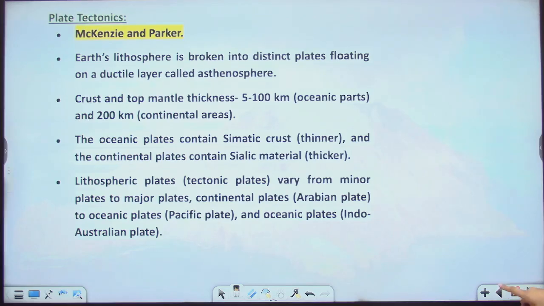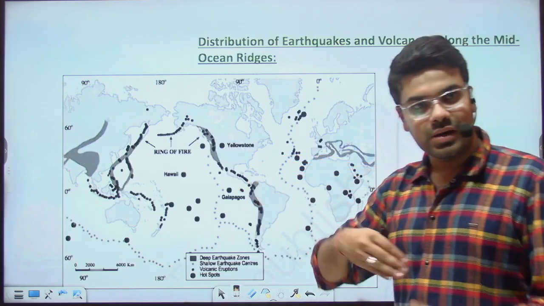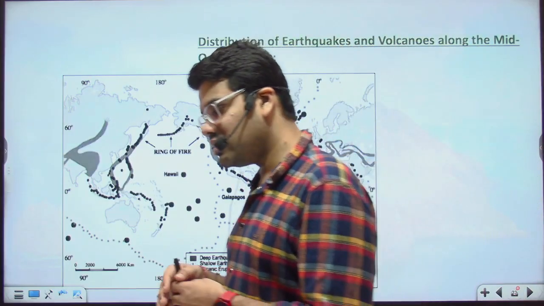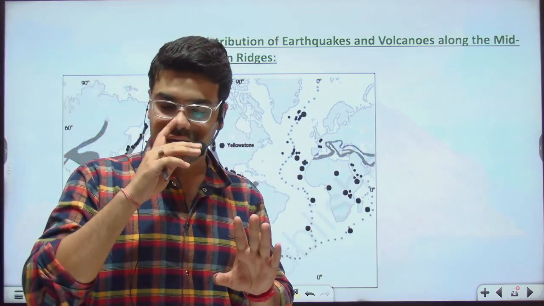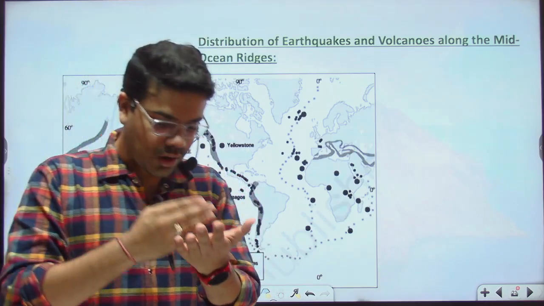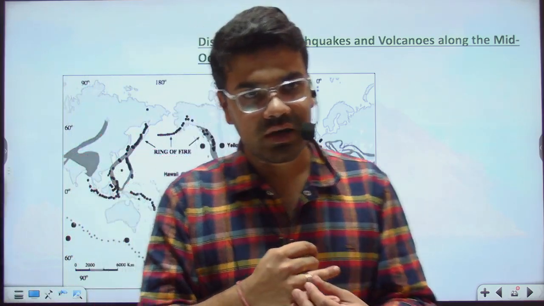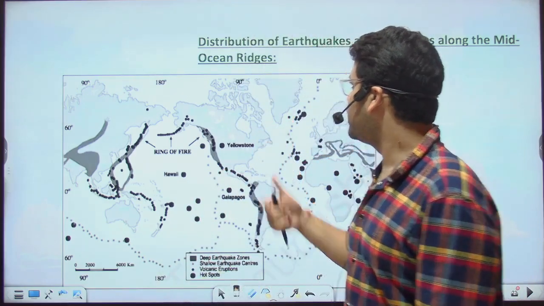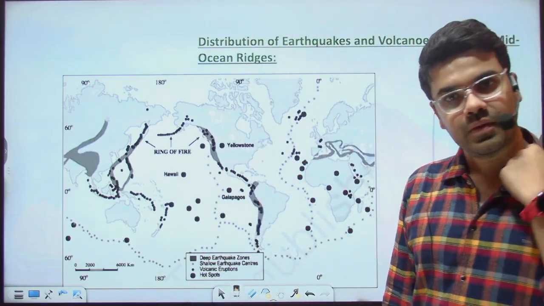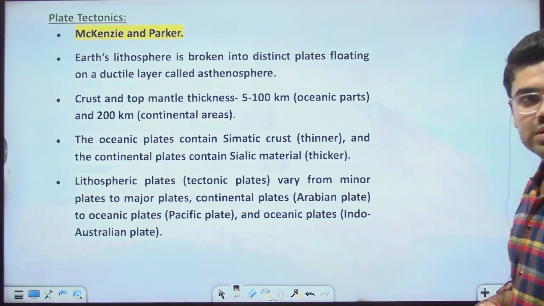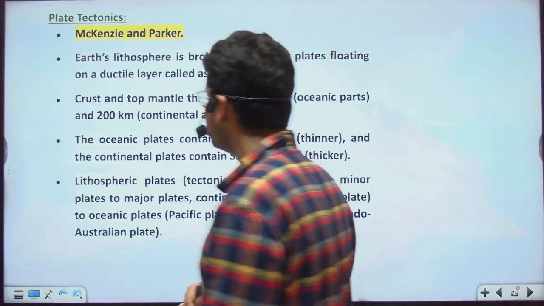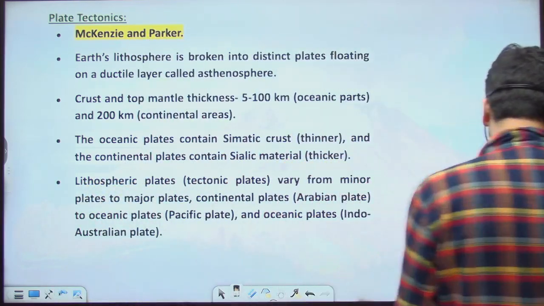Okay, now see, this is the distribution through the help of plate tectonics and seafloor spreading. We read three types of volcanoes, earthquakes, everything, but that would be part of the next lecture, a separate lecture. Today we are confining our discussion only to this part. Okay, plate tectonics. The last and the most accepted theory was given by McKenzie and Parker. It is said to be the plate tectonics theory.